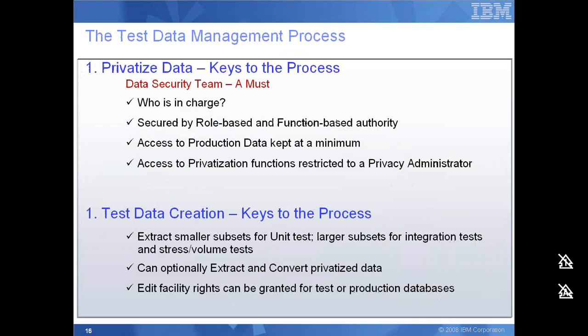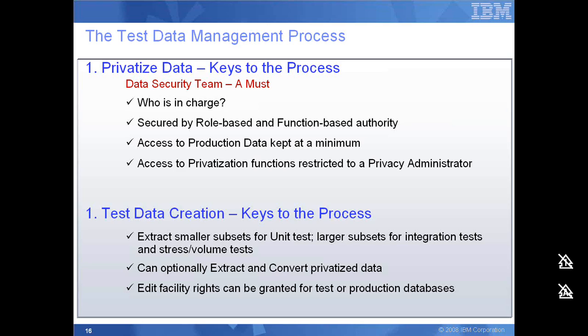So how does a typical test data management process look? Key to the process is that there should be a data security team, with information about who is in charge, who is going to lead the data security team, and who is going to secure the role-based and function-based authority. Access to the production data is kept to a bare minimum. Access to privatization functions is restricted to a privacy administrator.